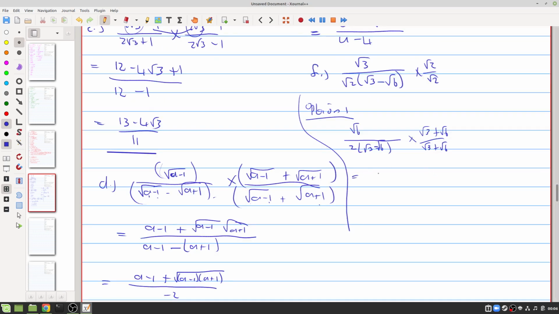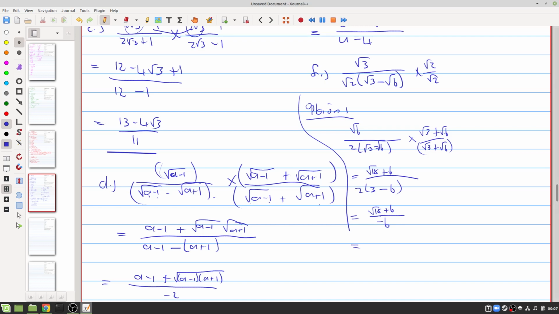Okay, so that's going to be at the top, square root 6 times square root 3 is going to be square root 18. And square root 6 times square root 6 is going to be 6. And at the bottom we've got our 2. Then square root 3 times square root 3 is going to be 3. And then plus square root 3 square root 6 minus square root 3 square root 6 cancel out. And then a minus, and then square root 6 times square root 6 is 6. So that gives us at the top square root 18 plus 6 over, and then 2 times, okay, 3 minus 6 is negative 3, so negative 3 times 2 is negative 6.